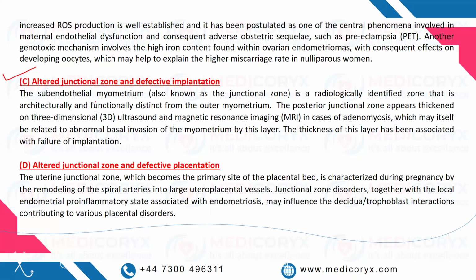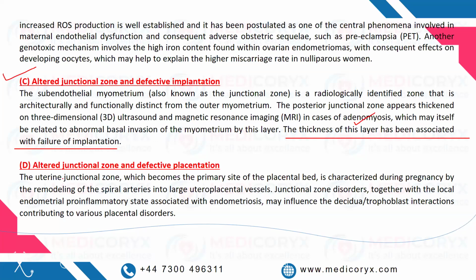Then comes altered junctional zone and defective implantation. The subendometrial myometrium, also termed the junctional zone, is a radiologically identified zone that is architecturally and functionally distinct from the outer myometrium. The posterior junctional zone appears thickened on 3D ultrasound and MRI in cases of adenomyosis, which may itself be related to abnormal basal invasion of the myometrium by this layer. So the thickness of this layer has been associated with failure of implantation, because we all know that we need at least 5 to 7 millimeters of endometrial thickness for implantation when we talk about IVF cases, right? So this could be one of the reasons.